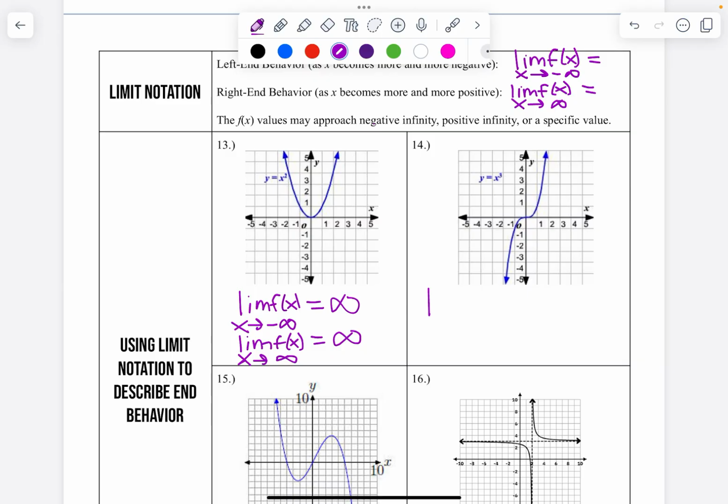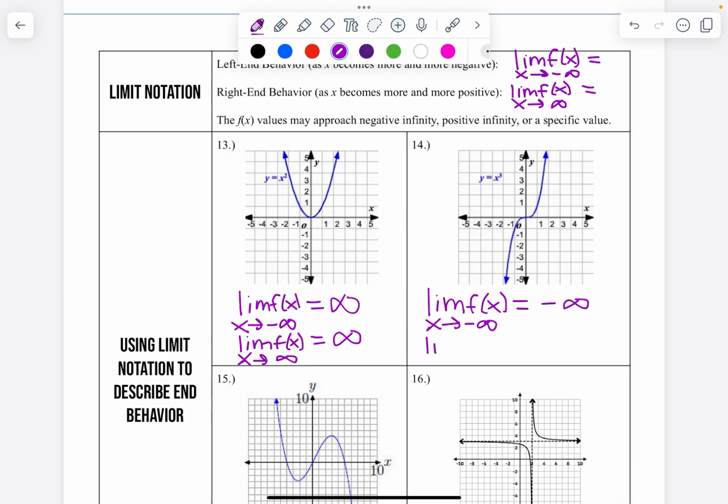Number 14 is an odd degree polynomial. The ends are going different directions. So this time, the left side of the graph is headed down to negative infinity. So I'm going to say the limit of f of x as x goes to negative infinity is negative infinity. The left side is headed down.